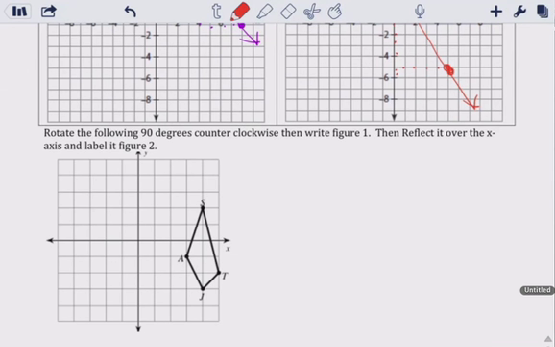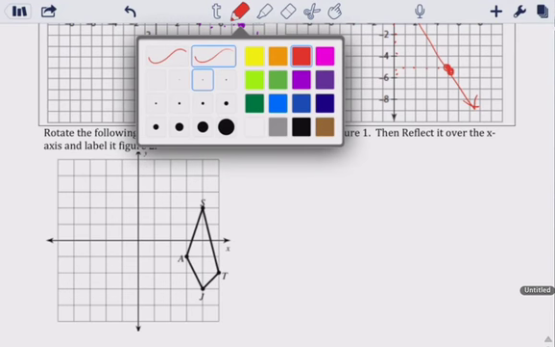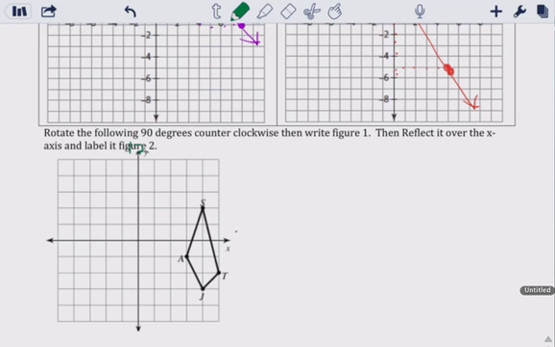Rotate the following 90 degrees counterclockwise, then write figure 1. Counterclockwise. Okay, here's 12 degrees. 3, 6, 9. Counter is this way. So this point is going to be here. It's like this. Counterclockwise, y becomes its opposite. So S is 4, 2. S prime is 2, 4. Y becomes its opposite, so negative 2, positive 4 right there.